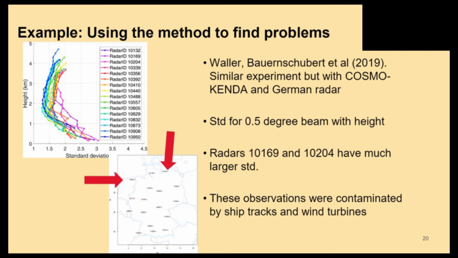Another example here, this is from the DWD system. So again, we did some work with one of our session chairs today, Elisabeth Bauernschubert. And we did a similar experiment to the experiment we did with the Met Office, but this time with the COSMO KENDA system and the German C-band radars. The top left plot is a plot of the standard deviation for the 0.5 degree beam. There's the standard deviation on the horizontal axis and the height on the vertical axis. And we've actually separated this by radar. So each different color line represents a different radar.